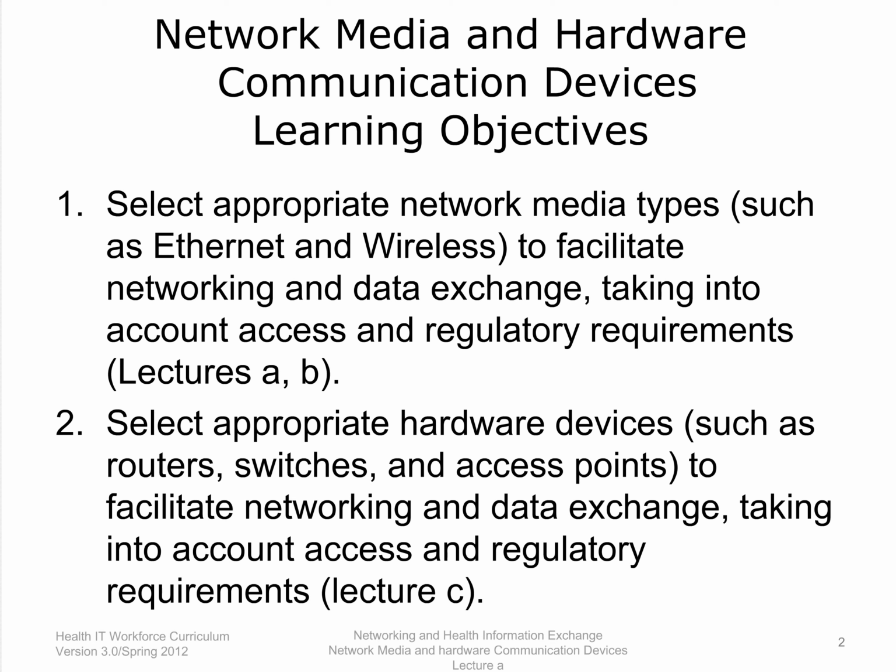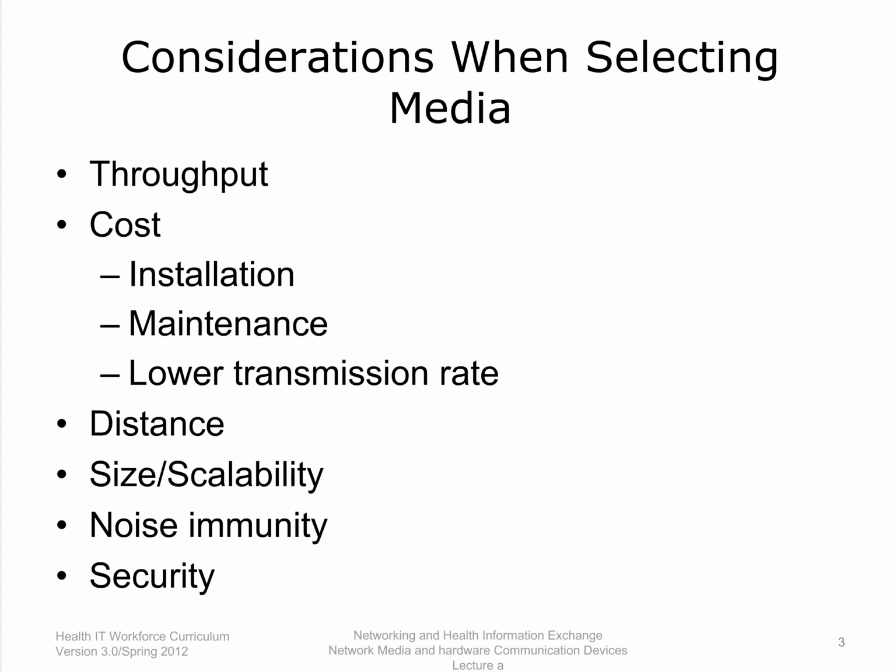Slide 2. The objectives for this unit, Network Media and Hardware Communication Devices, are to select appropriate network media types, such as Ethernet and wireless, to facilitate networking and data exchange, taking into account access and regulatory requirements. Select appropriate hardware devices, such as routers, switches, and access points, to facilitate networking and data exchange, taking into account access and regulatory requirements. Slide 3.